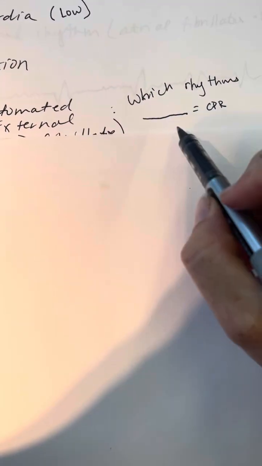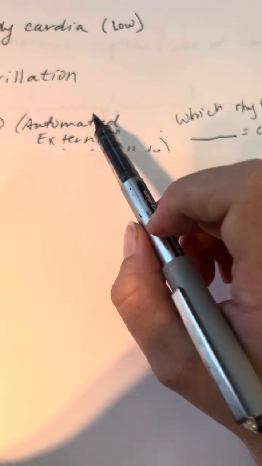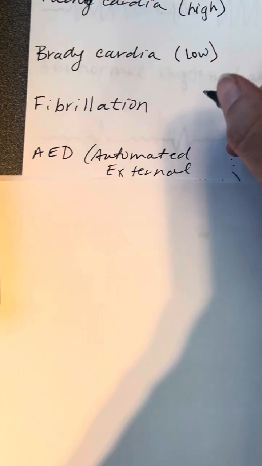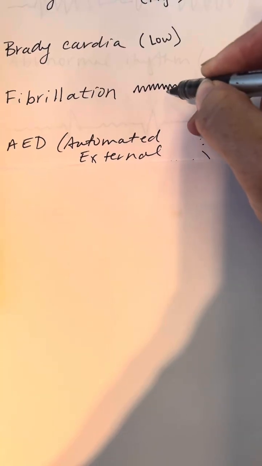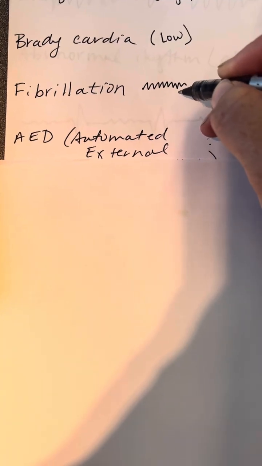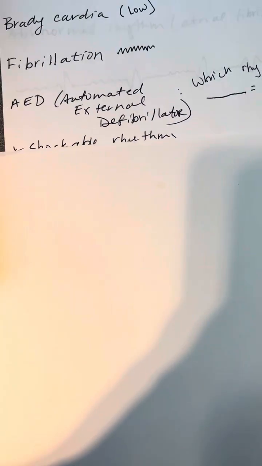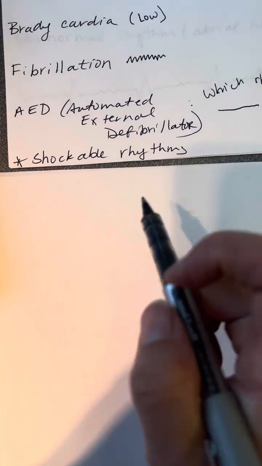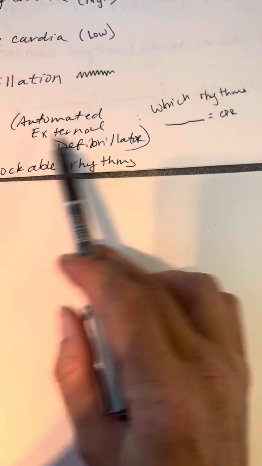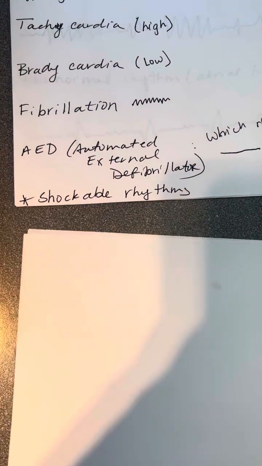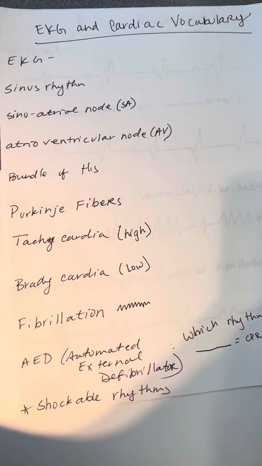The heart's not beating at all. Therefore, we need to do CPR. Now, certain fibrillations, when the ventricles or atria is doing this, we can shock that. That's kind of like unplugging your computer, turning the heart off and on again. We can also do that with certain drugs like amiodarone and adenosine. So I want you guys to find out what are shockable rhythms, and you're going to need to know that when we do our CPR training. All right. So that is your cardiac vocabulary.